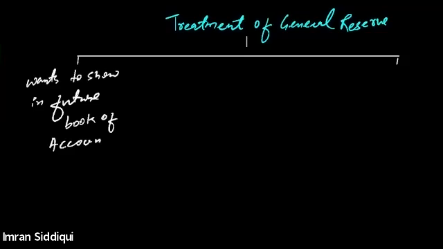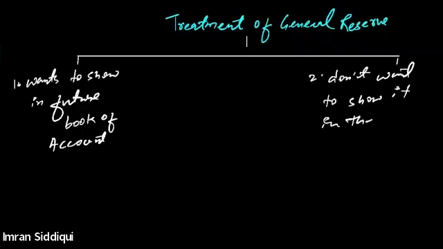This is situation number one. The second situation could be that partners don't want to show it in the books of account anymore. So there could be two possible situations, whether they are willing to continue to show the general reserve in the future books of account, or they do not want to show it. So depending upon that, we pass the journal entry, right?